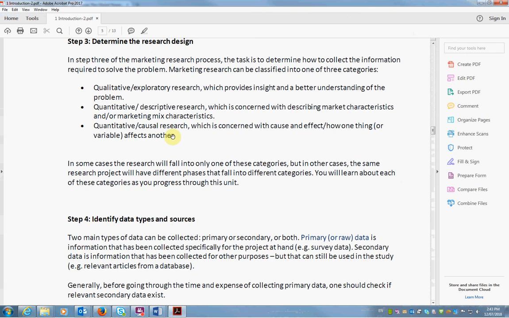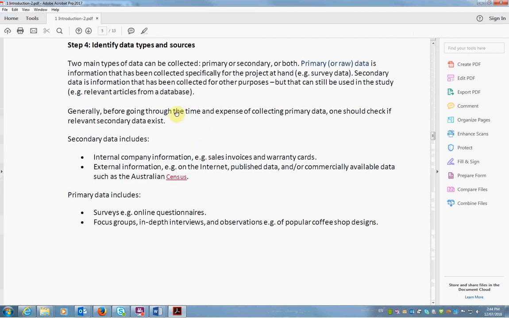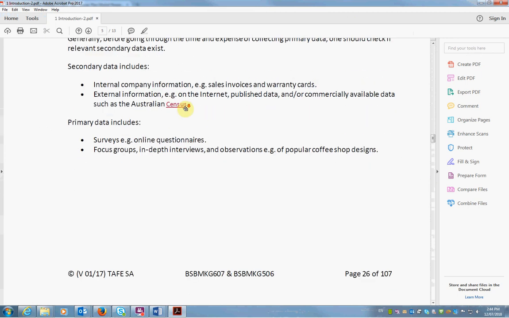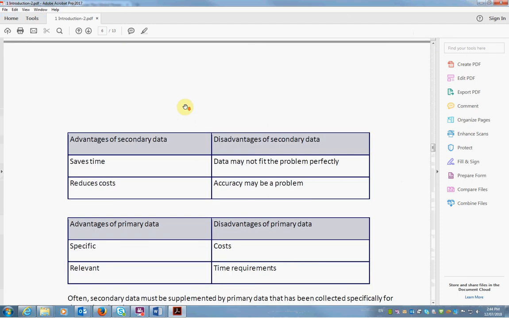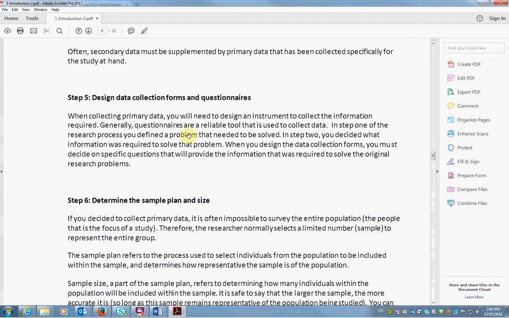If you believe you can do causal research, again, you need to talk to your lecturer about how we can go about doing that. Identify data types and sources. You got two main sources of data, primary and secondary, and you can read more about that in the following sessions. We have some very good research resources at TAFE.